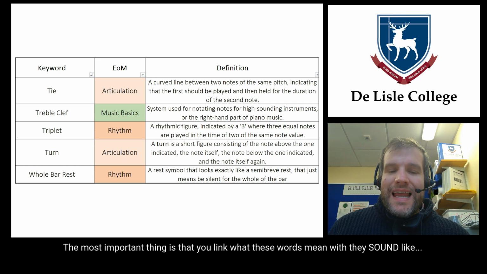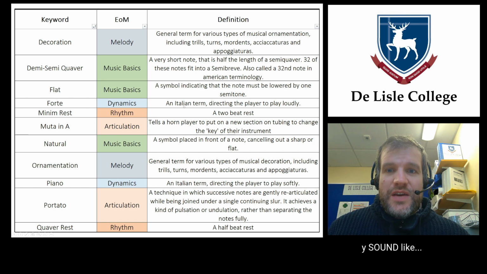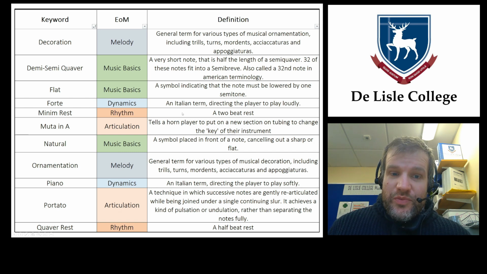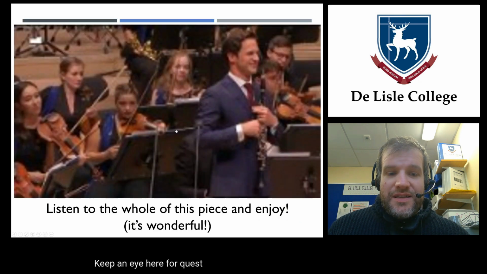EOM, by the way, means element of music. So which of the elements of music does that keyword apply to? If I just go back slightly, you'll notice that there's things like music basics and dynamics and rhythm. That's where it is in that keyword booklet. So if you have your keyword booklet, you can obviously be looking at that. But again, it's on here on the screen for you. You don't have to copy everything out. It's just there if you want to go back and refer to this at any time.